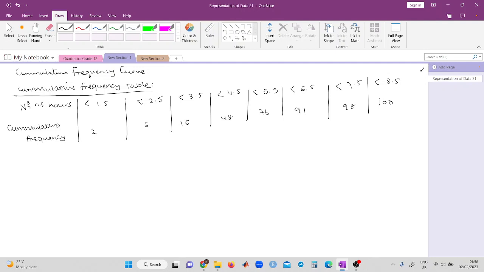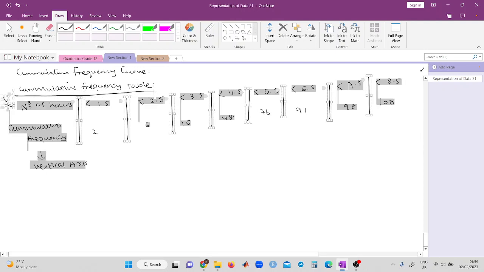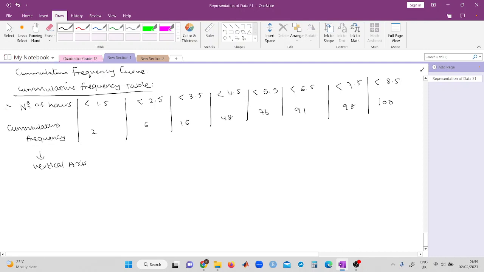Now, when we draw the curve, of course we plot. So 1.5 goes with 2. The cumulative frequency will be on your vertical axis, and the number of hours on the horizontal. So when the x-axis is 1.5, the cumulative frequency is 2. You plot accordingly, and then you do the curve. The curve should be as follows. We'll show in some minutes. Just give me some time.